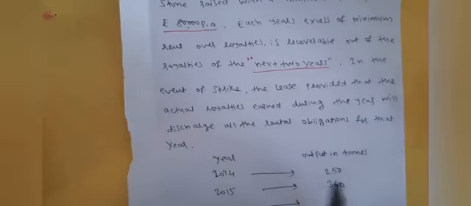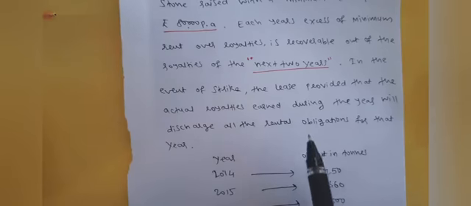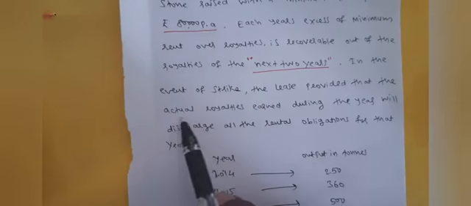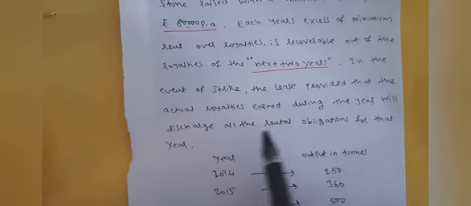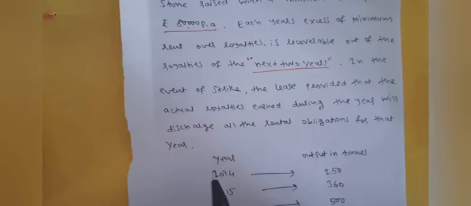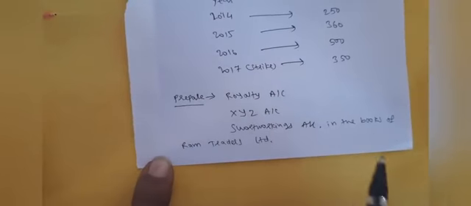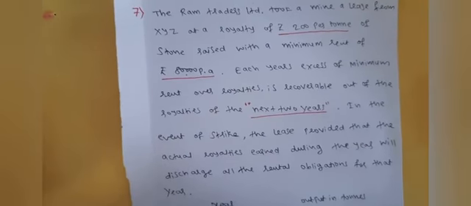Now, in the event of strike, what the lease agreement has provided is that whatever royalties, that is actual royalties earned, will discharge all the rental obligations for that year. So whatever royalty is there, that can discharge all rental obligations. With this information, they have asked to prepare these three accounts in the books of Ram Traders. Who are Ram Traders here? Lessee, or the user of the asset. So with this problem, let's start the solution.